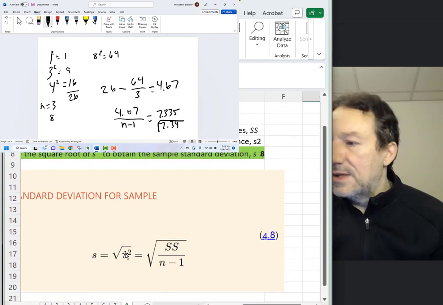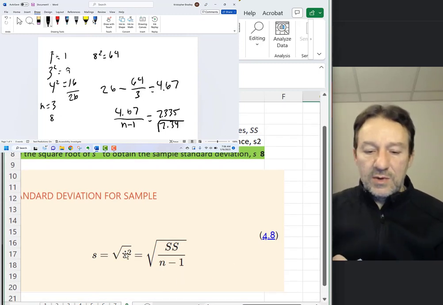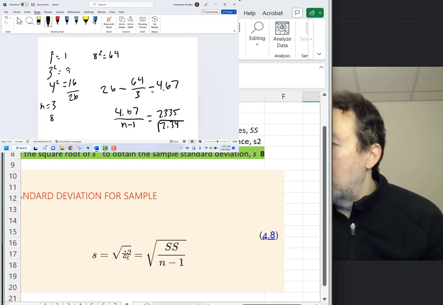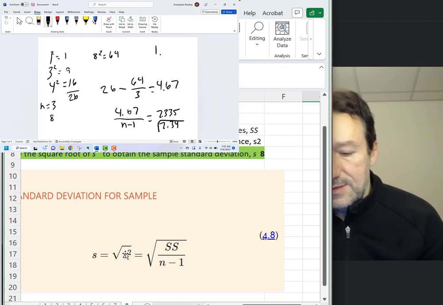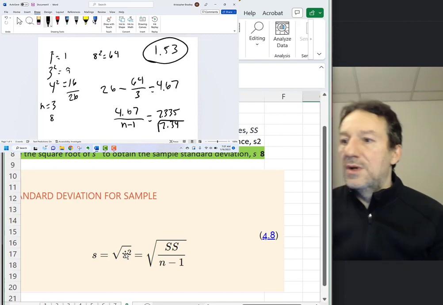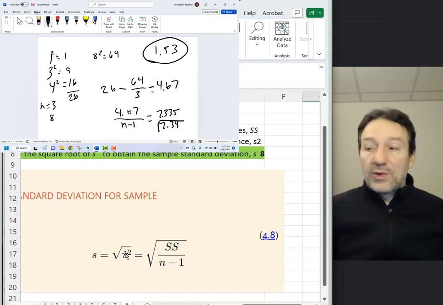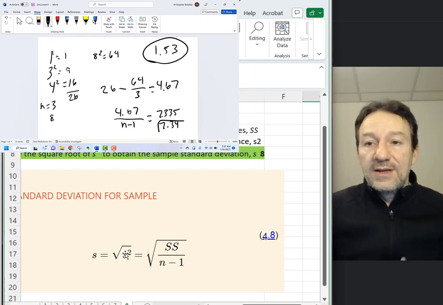Square root, and we will get the square root of 2.34. We're going to get 1.53. So the standard deviation for the sample of 1, 3, and 4 is 1.53.